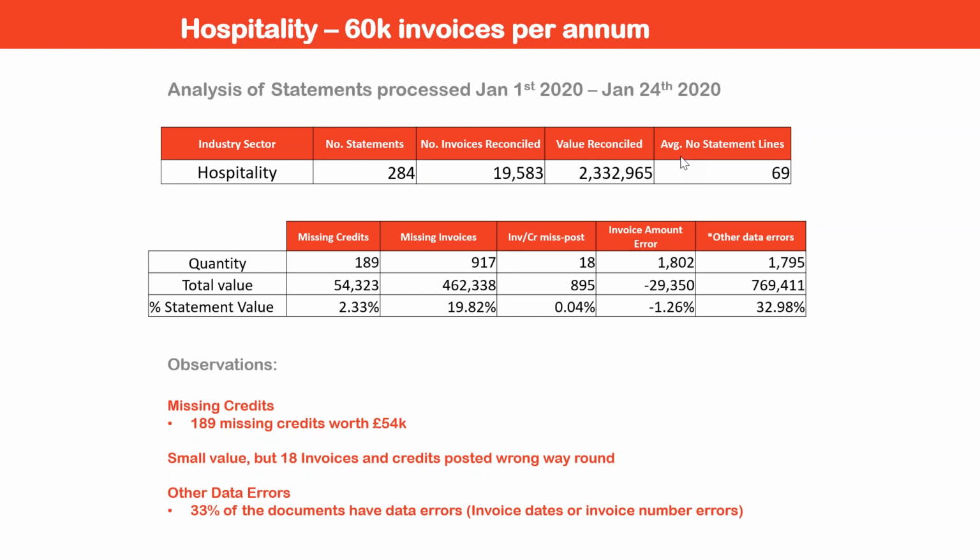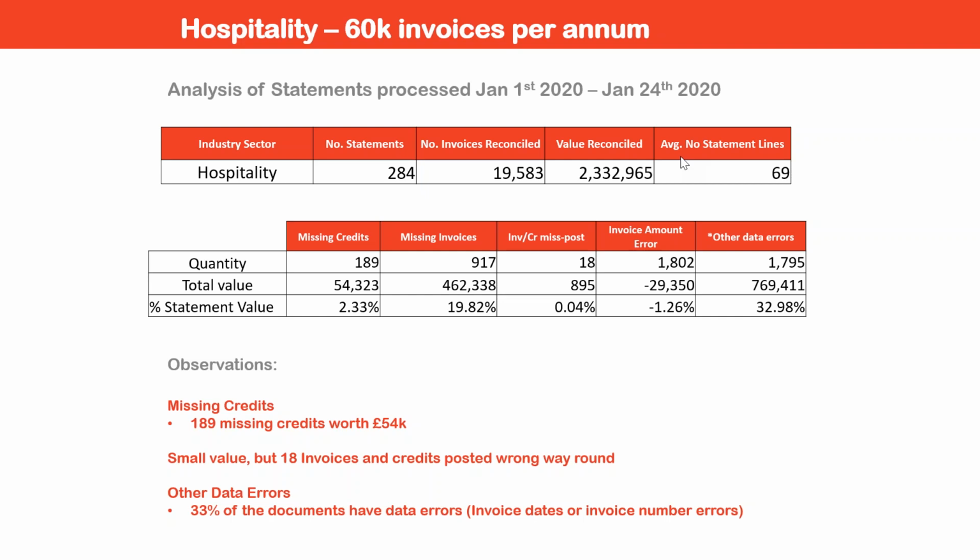About 20,000 invoices were reconciled for a value of 2.3 million. And I'm not going to go through each of the individual boxes on the bottom, but if you look at the data, the bits that stand out are, they've got 189 missing credits, which are worth 54k. So it's small value.